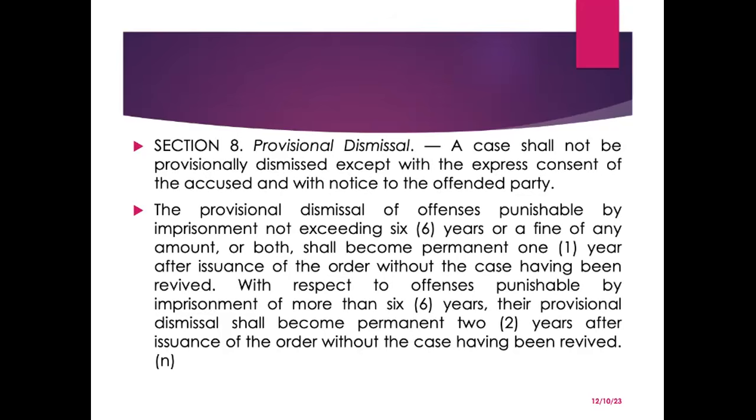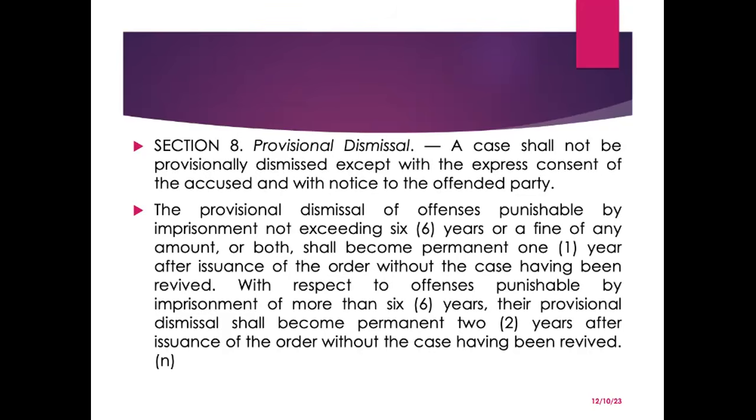So what would be the effect if there is no consent from the accused? Can it still be revived? It can no longer be revived because of double jeopardy. Okay? When we talk about provisional dismissal, the dismissal is only temporary. So what is the period to revive a provisionally dismissed case? In provisional dismissal of offenses punishable by imprisonment not exceeding 6 years or a fine of any amount or both, it shall become permanent 1 year after the issuance of the order without the case having been revived. So after 1 year from the dismissal of the case, you can no longer revive it.